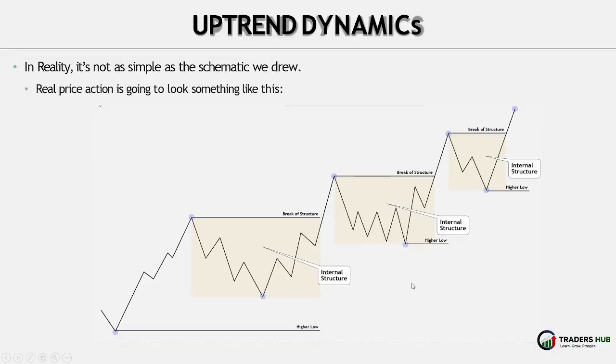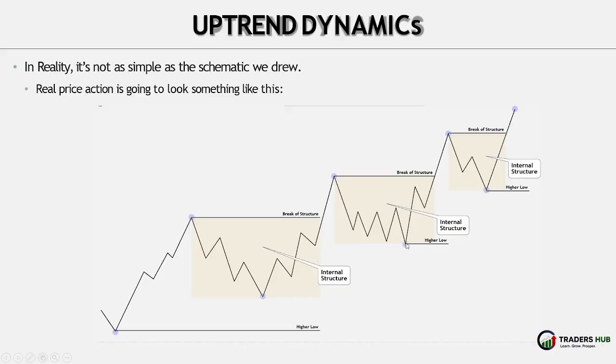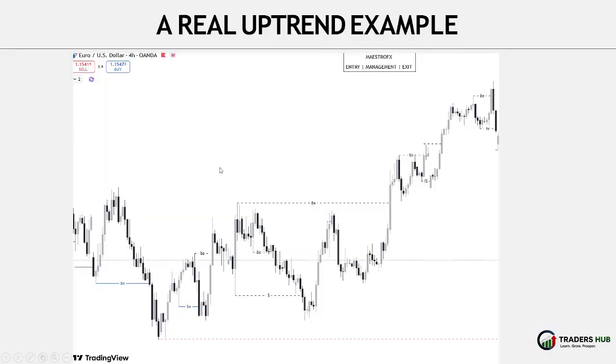And you can see that after forming this higher low, it formed a higher high, higher low, break of structure, forming another higher high, higher low, another higher low in structure, break of structure, and another higher high. And that's it on the uptrend dynamics. Now this is what a real uptrend example will look like.